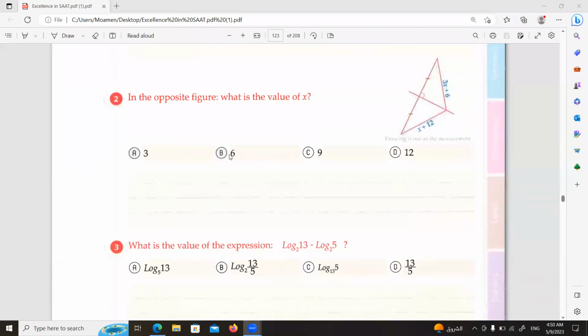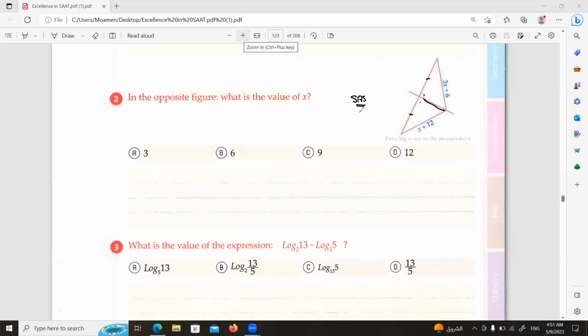We're going to number 2. Number 2, directly he is talking about this triangle. In this triangle, this side is x plus 12, and the other side is 3x plus 6. These two sides are equal, of course, because we have two congruent triangles. This side is equal to this side, this side is a common side, and this angle is equal to this angle. So the two triangles are congruent by SAS.